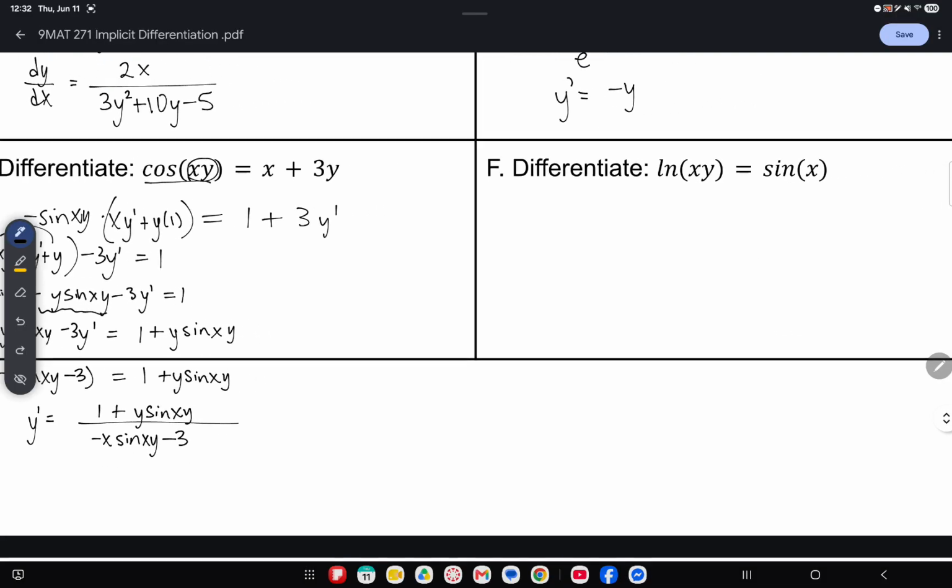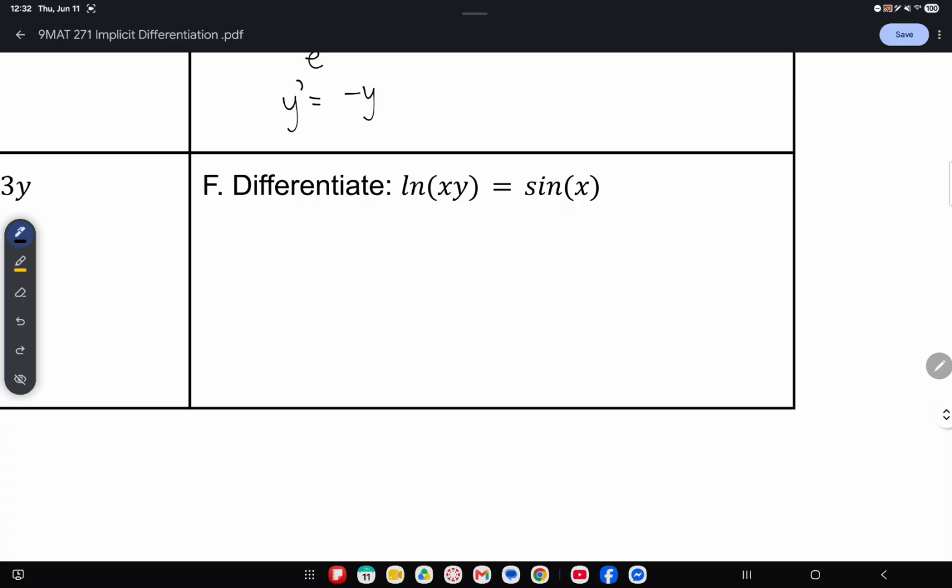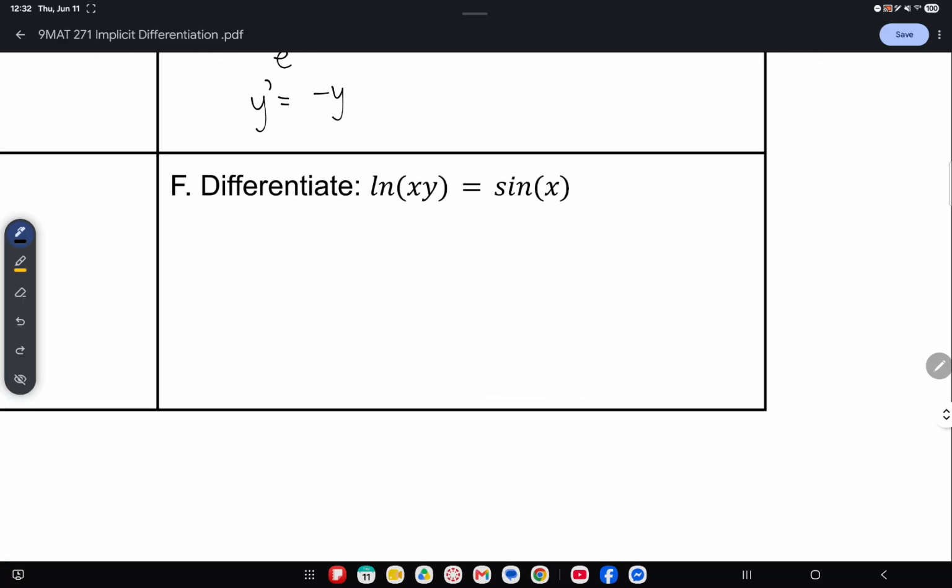All right. Got a chain rule here. This is natural log of u. So we do u prime over u, which needs a product rule. Left d right plus right d left all over u, which is just xy. And then the derivative of sine is cosine.